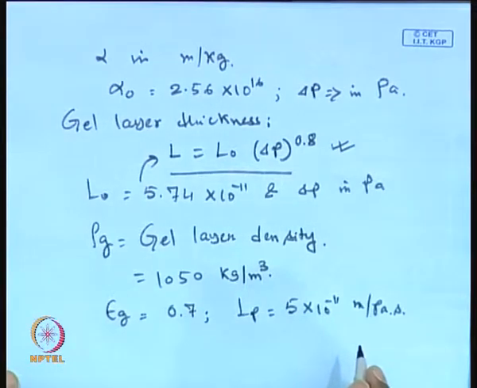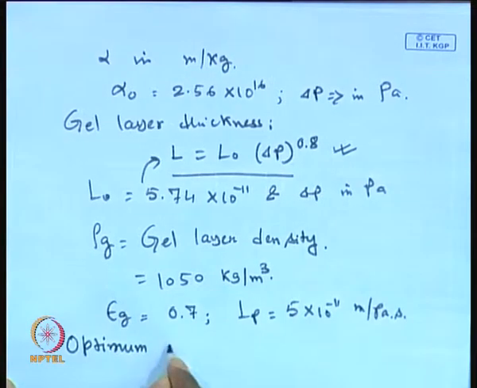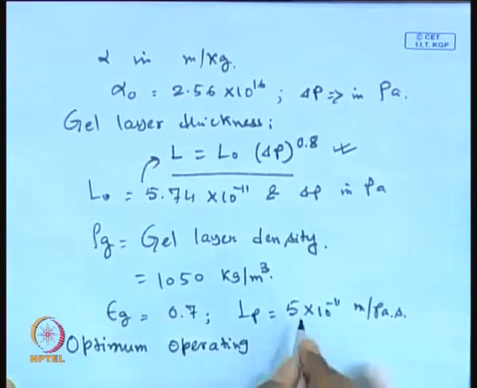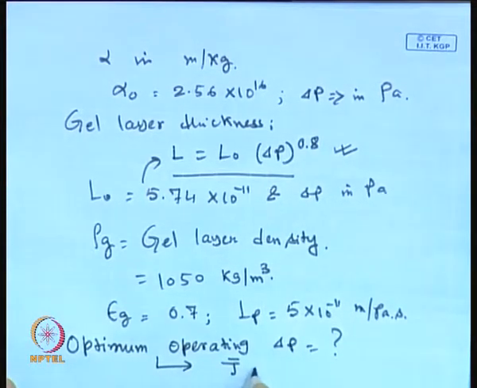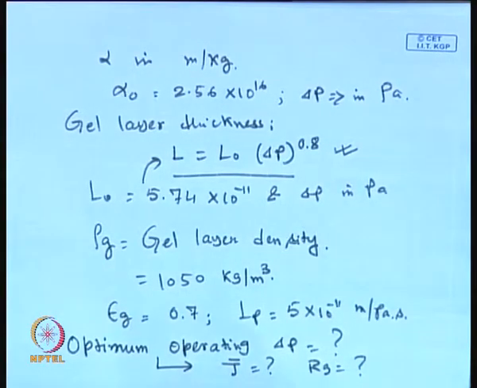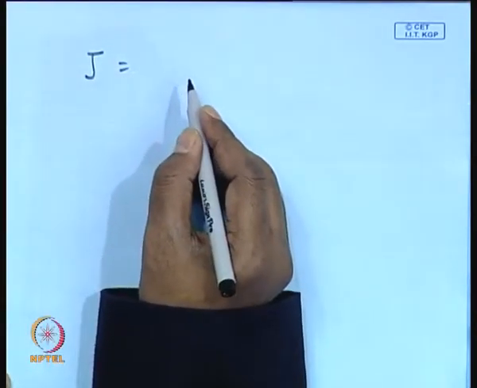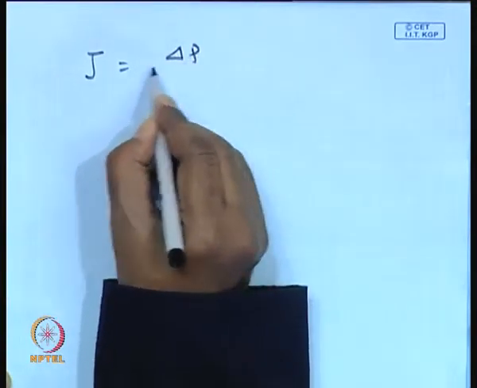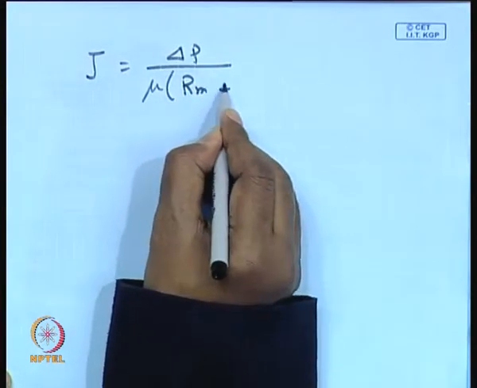Now, what is our aim in this particular problem? We have to find out the limiting operating pressure and the optimum operating pressure. Operating pressure delta P is how much, and what is the corresponding value of the permeate flux at this delta P, and the gel layer resistance. So, basically now we have to write down the phenomenological equation. What is the phenomenological equation? J is the driving force divided by the resistances. So, delta P divided by mu times (R m plus R g).